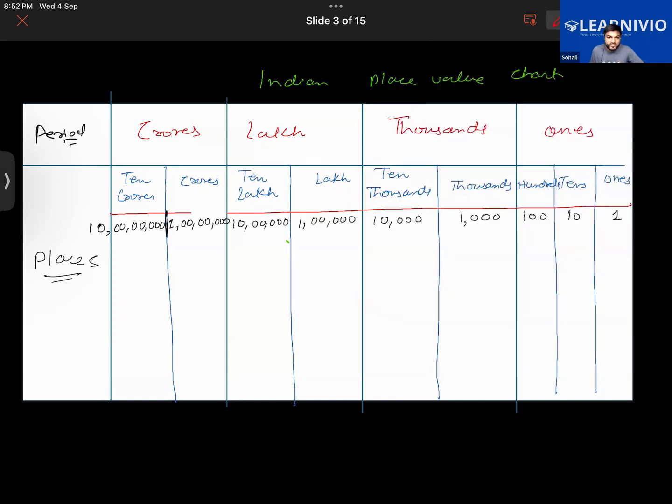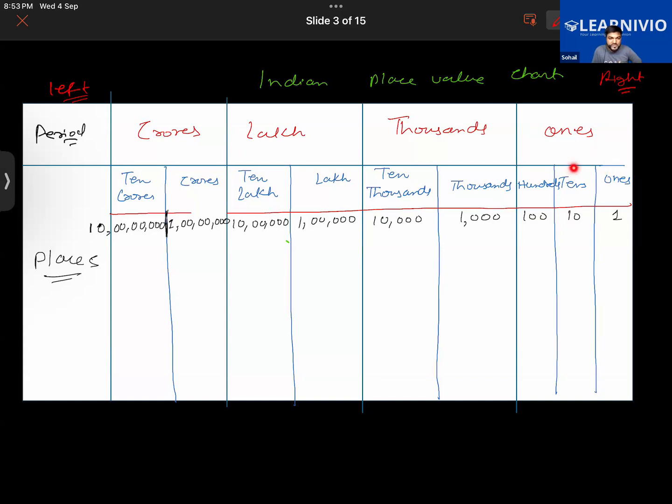So what we see in this Indian place value chart is that it starts from the right side. This is the left side, and this is the right side. So we start reading from the right side. The first period is ones, which includes three values. Ones is divided into 3 place values. There are 4 periods here. Good, Sumaya.